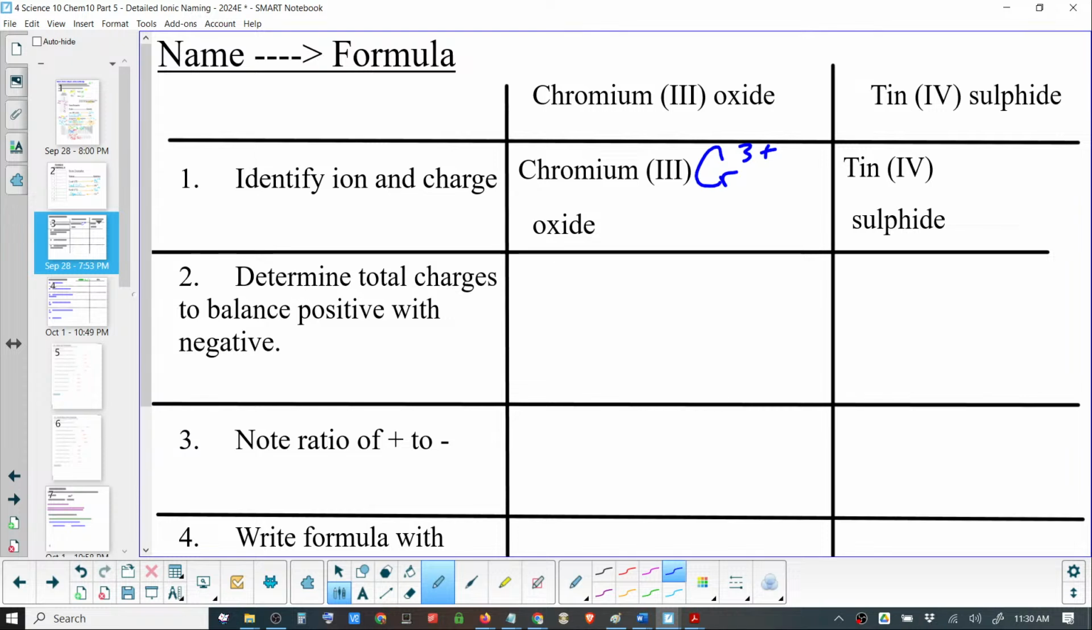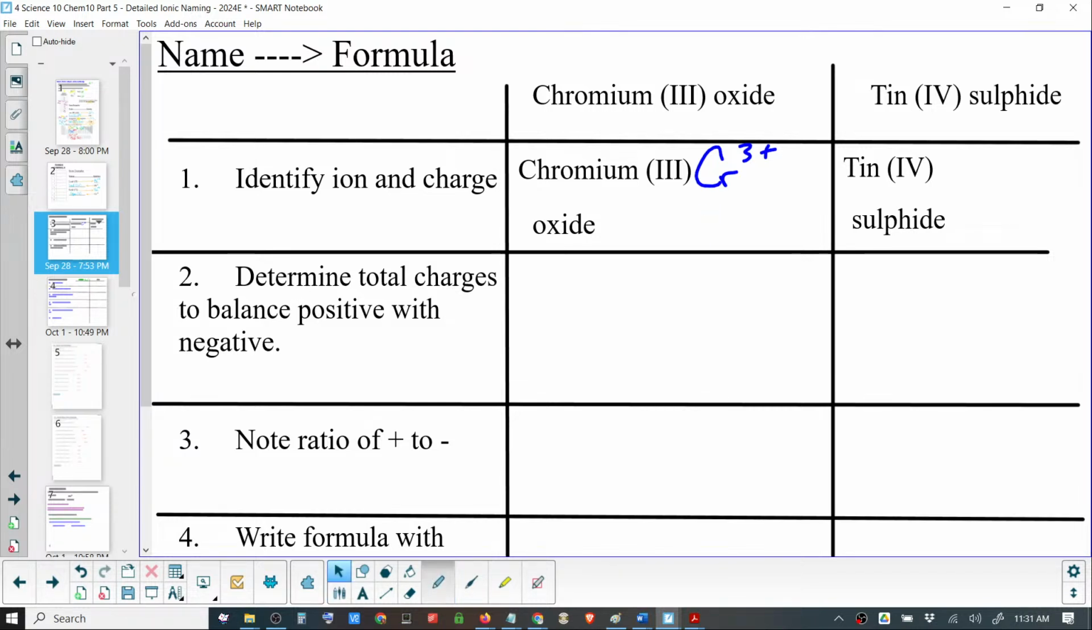What is the symbol and charge for oxygen, please, Aiden? Periodic table. Do you have your data booklet out in front of you? You're going to need it for all of naming. Does everybody else have the data booklet out in front of them? What's the symbol? It is O minus 2. Nicely. Okay, so we have chromium plus 3.